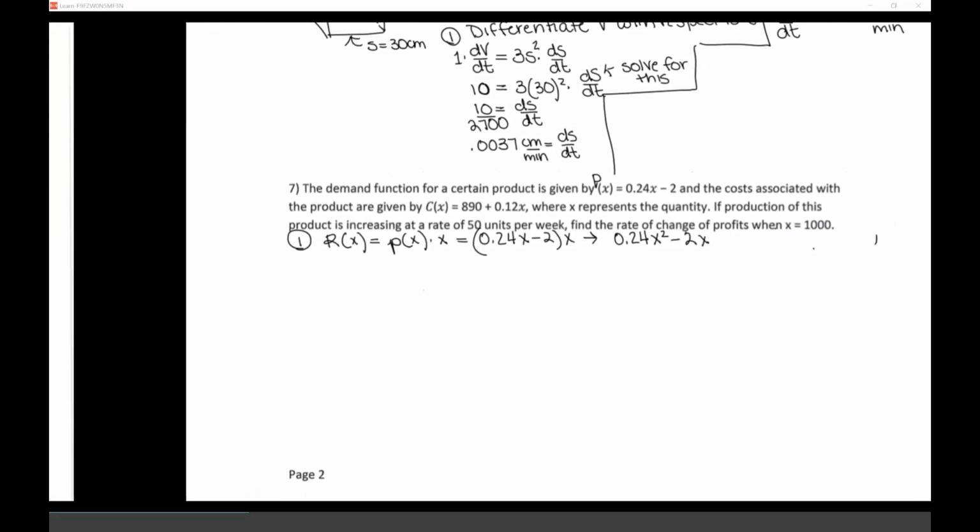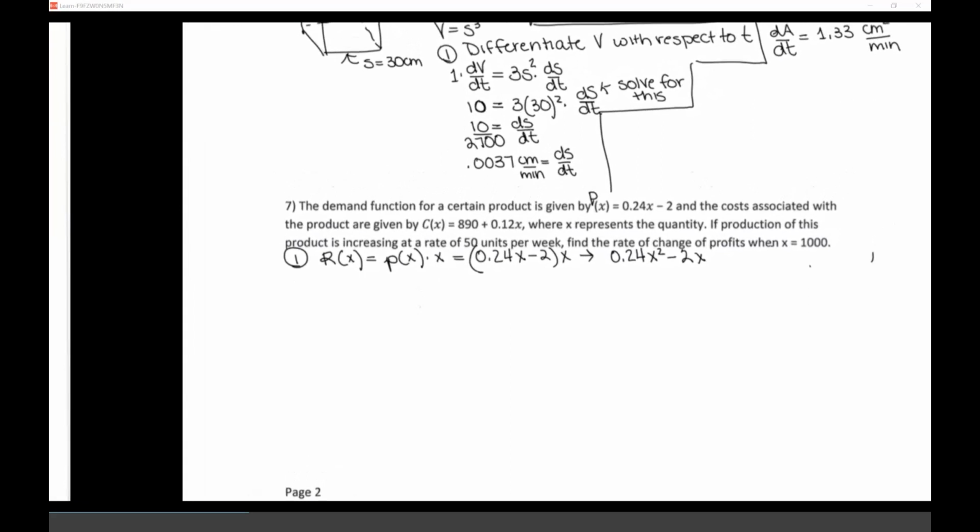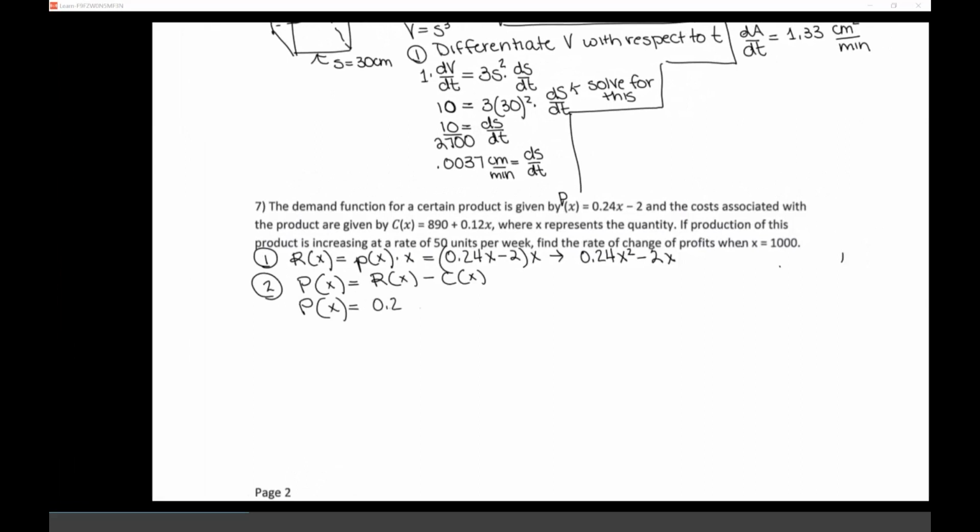The next thing I can do is find my profit function now. P of x equals R of x minus C of x. So my profit function is the revenue function I just found, 0.24x squared minus 2x. And again, remember when you've got a minus in your function rule, you need parentheses around the next bit to make sure you're distributing the minus.